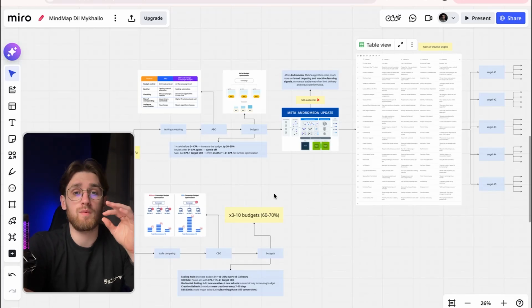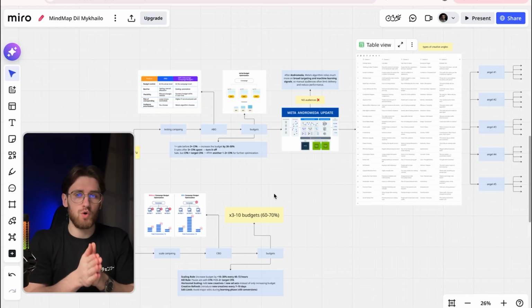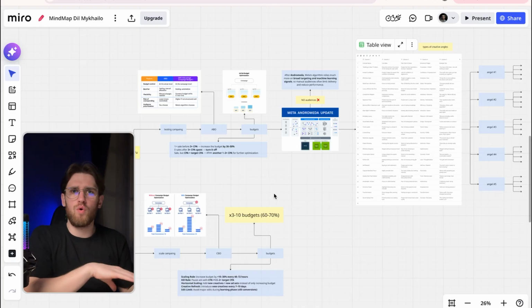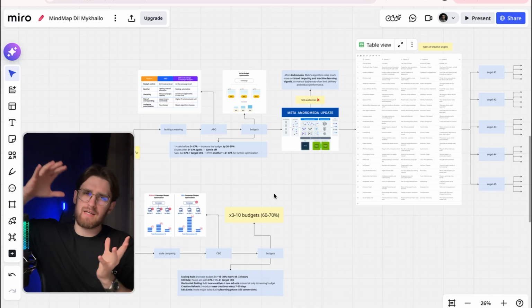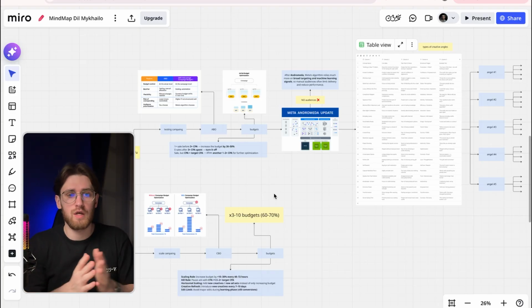Okay, hello everybody. We will talk today about how we test creative after the Andromeda update in Meta. It's a very important question, because everybody wonders whether it should be ABO or CBO, how many creatives to put at one ad set level, or which budget to use. I hope today I will answer all of your questions.